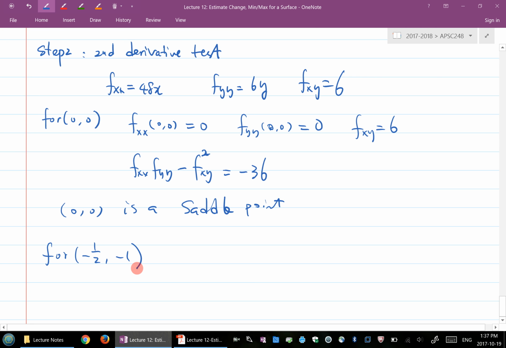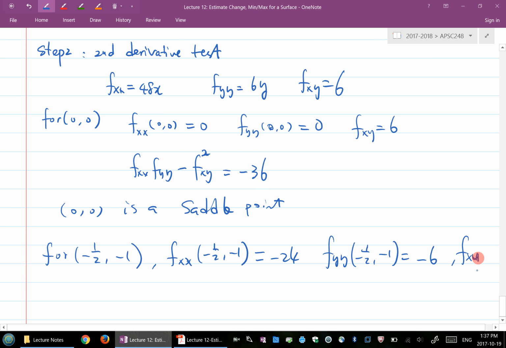For the other location, (-1, -1/2, -1), for this particular location, we do the same thing. We calculate fxx. That's 48x, so 48 times that, which is -24. And fyy, so 6 times y. 6 times y is -6. And fxy, no change, is still 6. Individually, each term is like that.